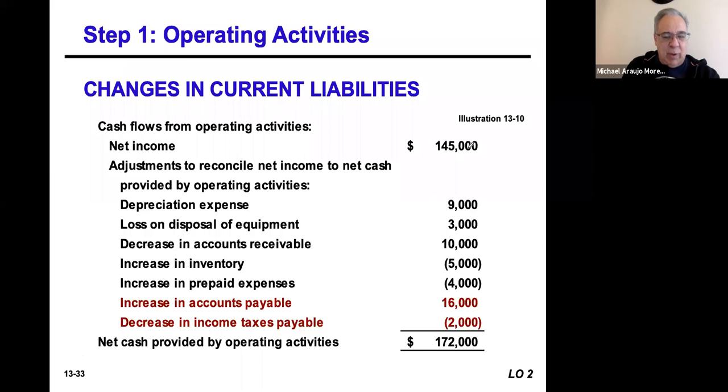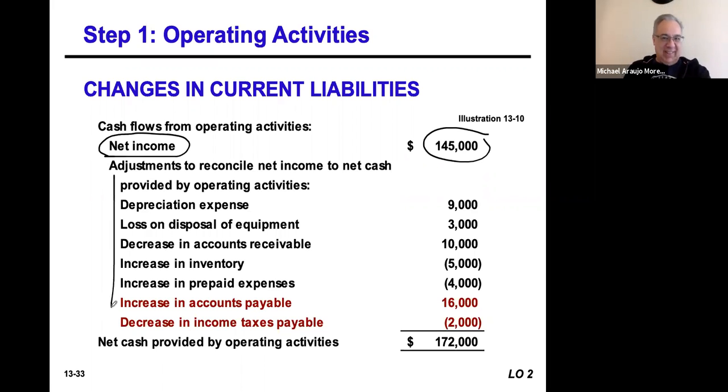So look what happened. We went from net income on an income statement using the accrual basis of $145,000 to basically undoing all of those accruals to a cash basis. And now we have the answer. What is the net cash provided by operating activities? $172,000.